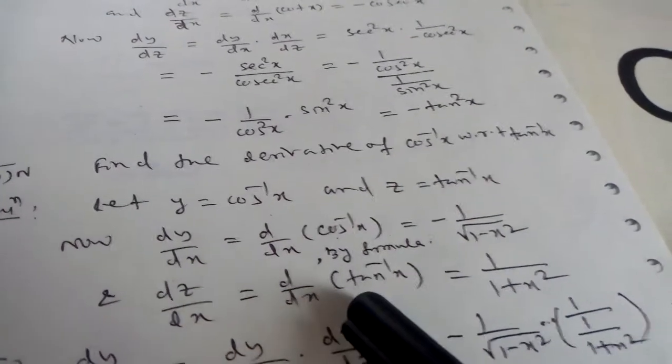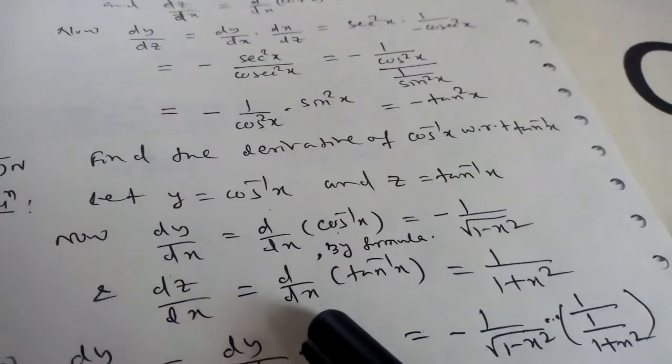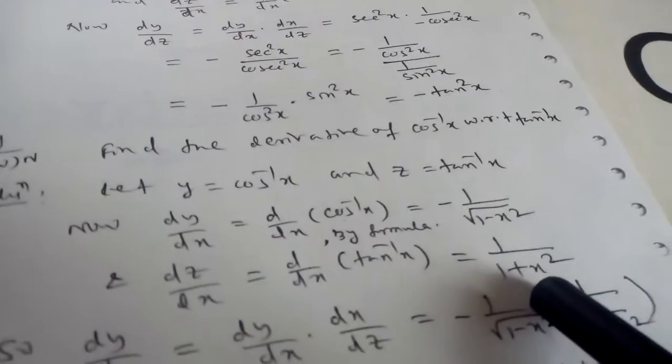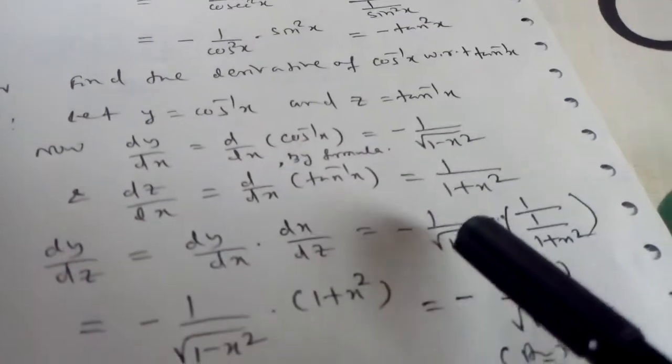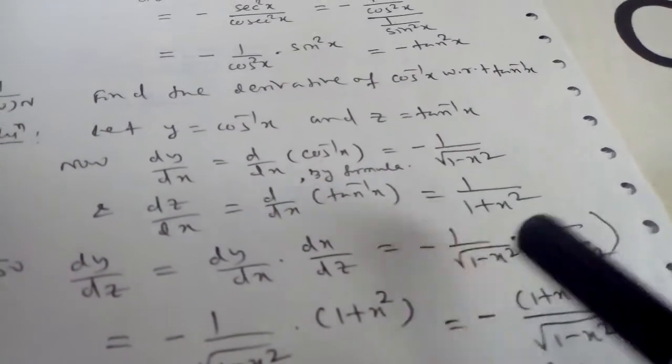And dz by dx is equal to derivative of tan inverse x with respect to x is equal to 1 by 1 plus x square.